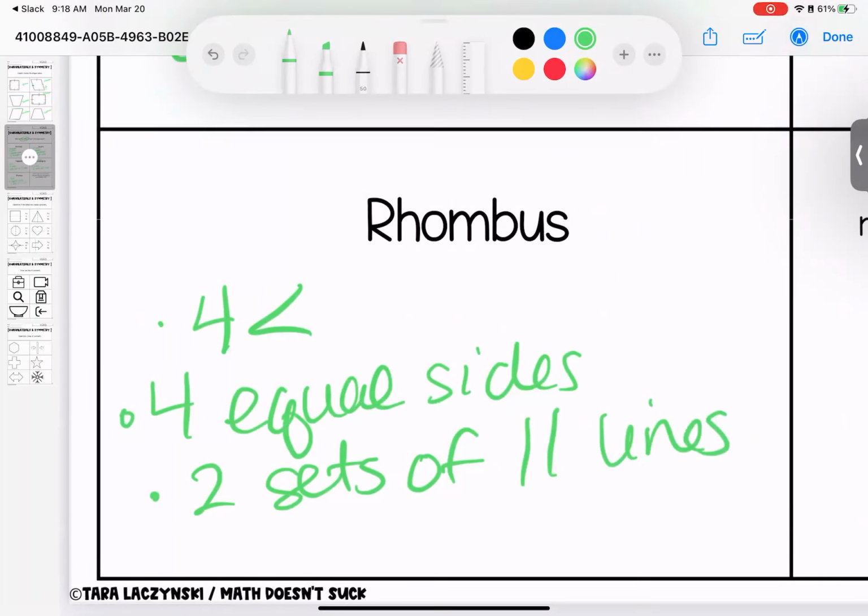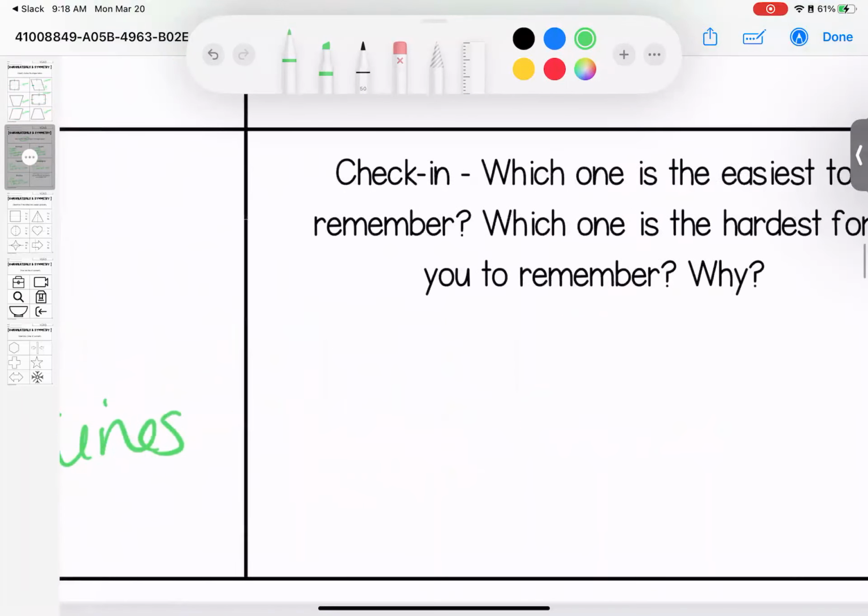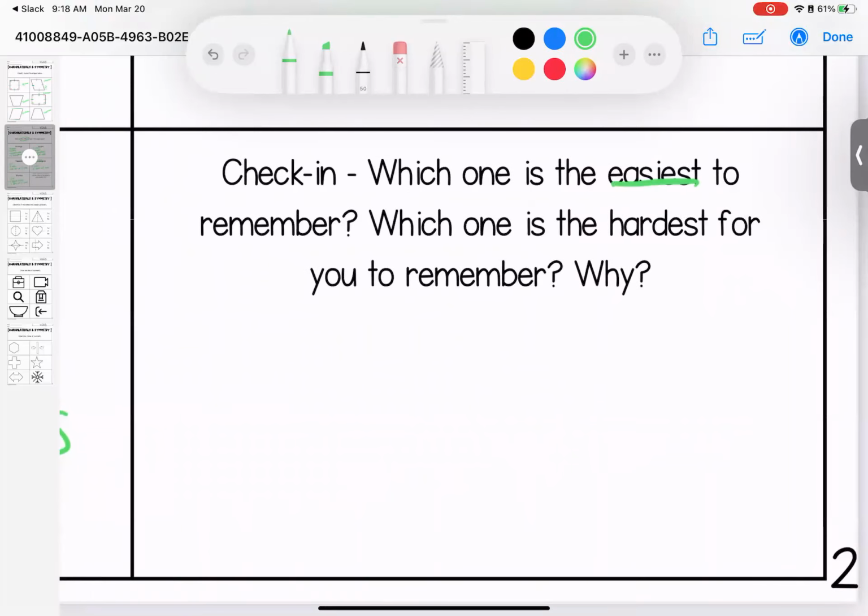Remember, the difference between a rhombus and a square is a rhombus does not have 4 right angles. And then which one is the easiest for you to remember, or the hardest, and why? There are many, many answers for this, but just a little moment for you to check in and help yourself remember which one you need to focus on, because we all have different strengths and growths.